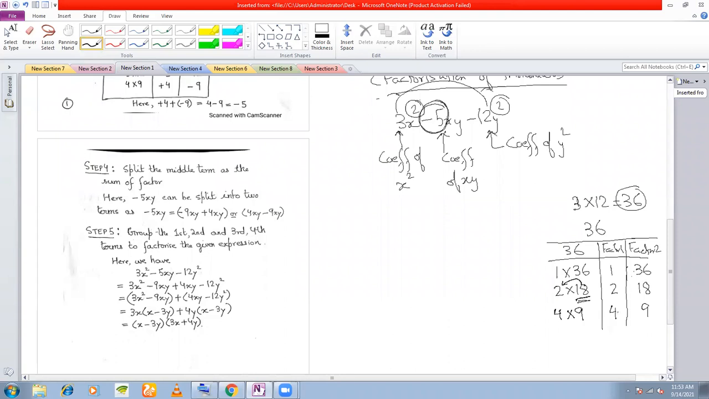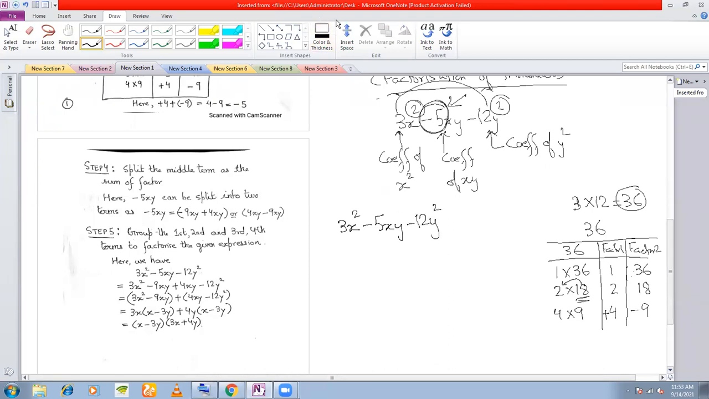Now if you take, let's say, minus 4 and plus 9, will you get minus 5? You're getting plus 5, right? So that will also not work. Now if I take minus 9 and plus 4, will it work? Yes, now it will work, because minus 9 plus 4 will give us minus 5. So therefore we start with this 3x square minus 5xy minus 12y square.